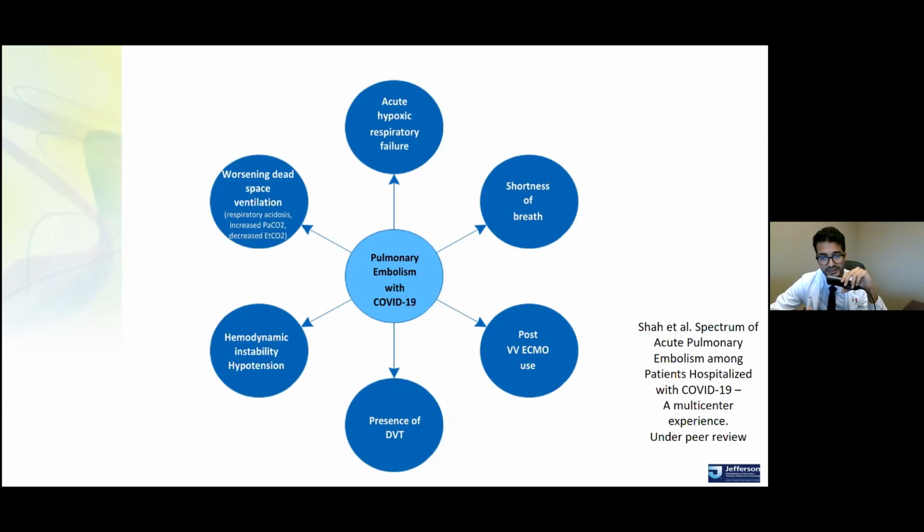These are people who have respiratory acidosis, their PaCO2s are going up, their end tidals are falling. And hemodynamic instability and hypotension was another group. So I think that's another group among the sick ICU patients on ventilators that you want to think of a pulmonary embolism at least if you have one of these three criteria.